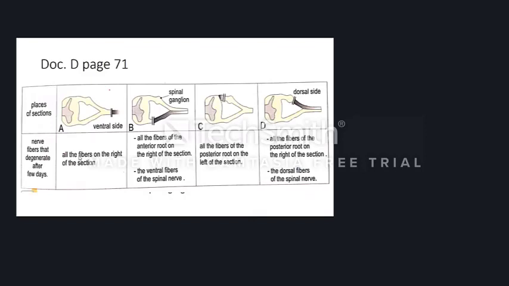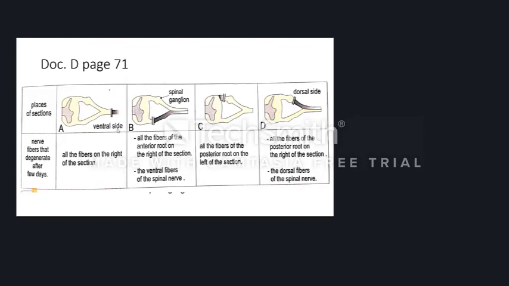Now, in document D, similar experiments were done to know the location of the cell bodies of nerve fibers of the spinal nerves. In experiment A, sectioning of the spinal nerve leads to the degeneration of fibers at the right of the section.